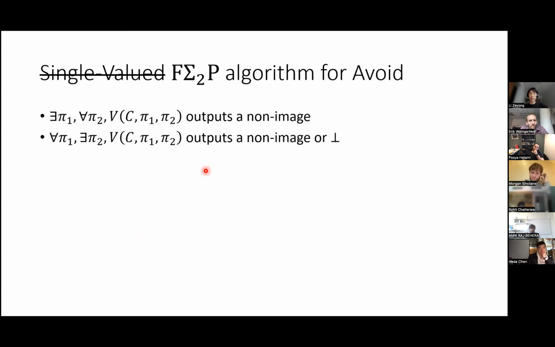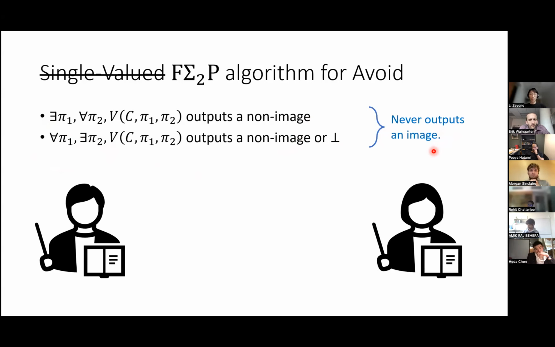And there's a second branch where for all pi1, there should exist some pi2 such that the verifier either outputs a non-image or it gives up and outputs bottom. And notice that in both cases, the verifier never outputs an image. So in this sense, it never makes an error. And it might be slightly easier or more intuitive to think of it as a two-prover system, with the verifier sitting in the middle.